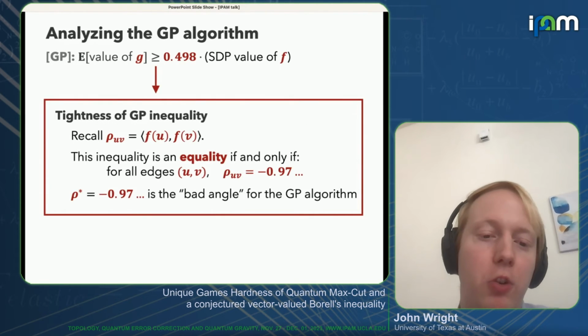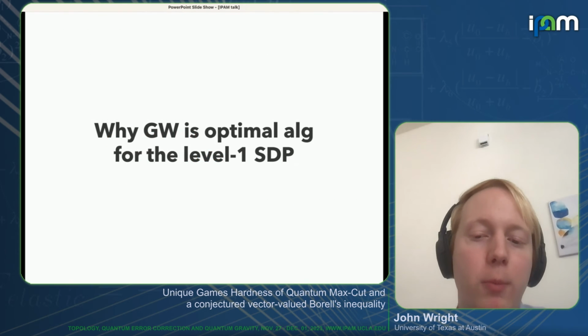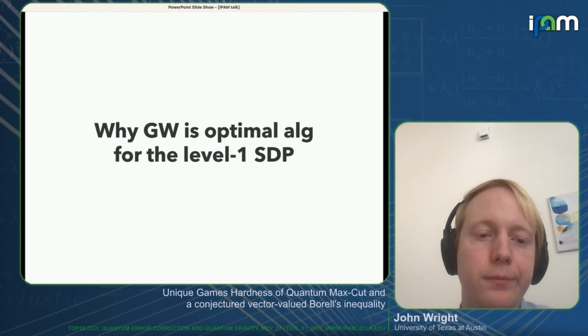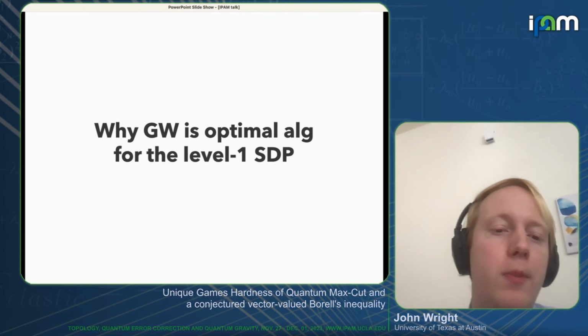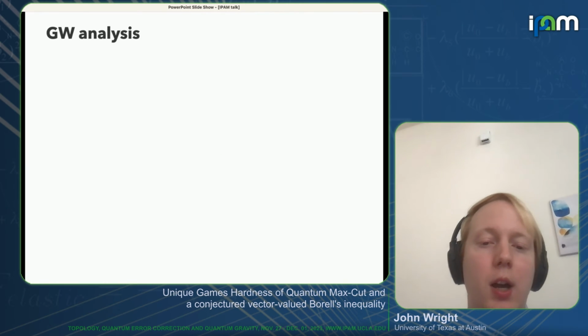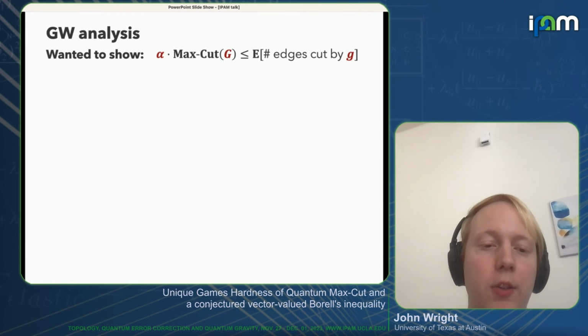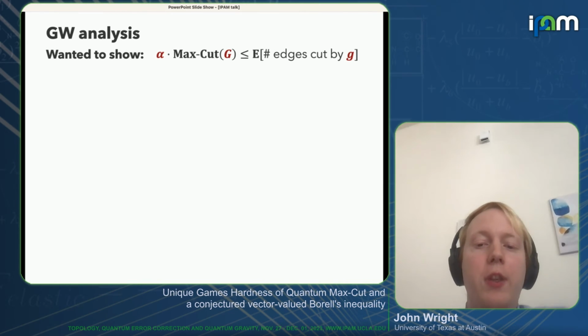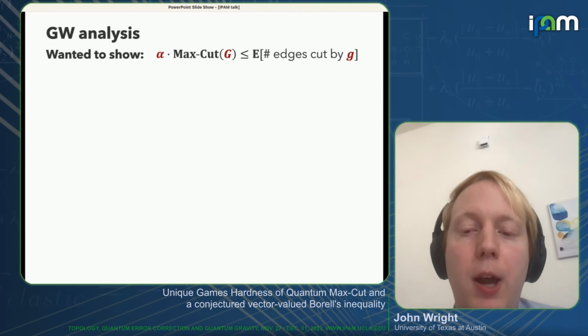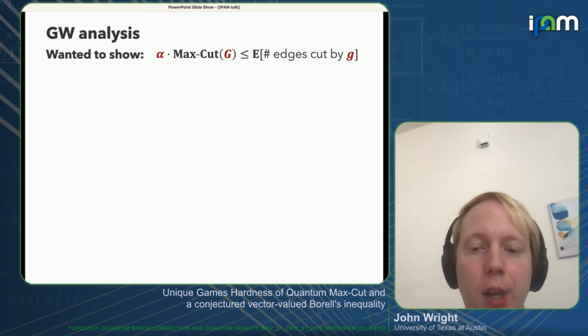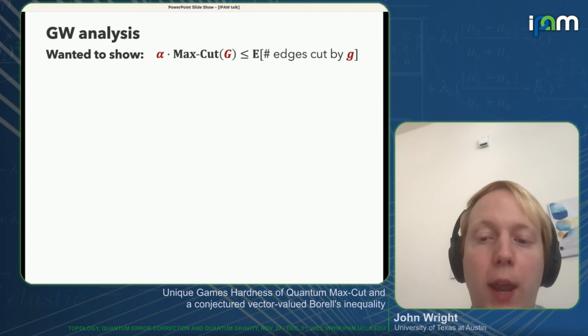And now let me finish the final two parts. First, why is Goemans-Williamson optimal for the level 1 SDP? Okay, so in the Goemans-Williamson algorithm, let me recall how we analyzed it. We wanted to show that the expected number of edges cut by the G that you output is at least alpha times the maximum cut in the graph G, where alpha was this number 0.878.